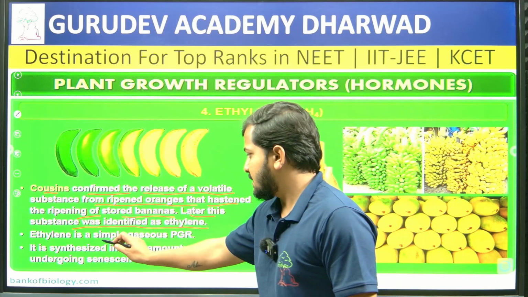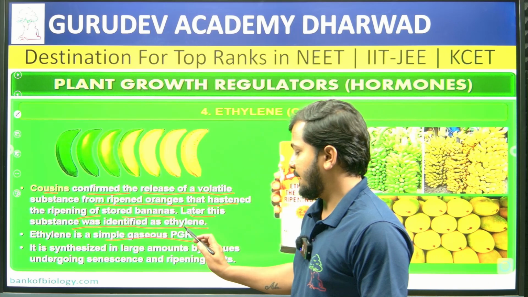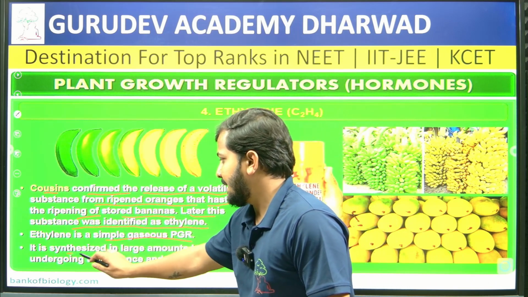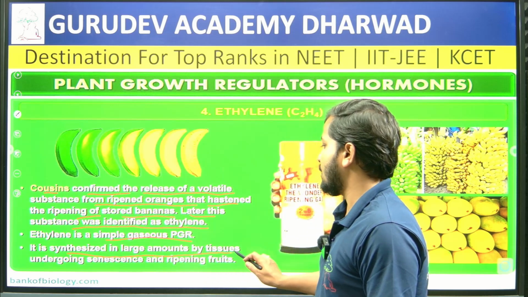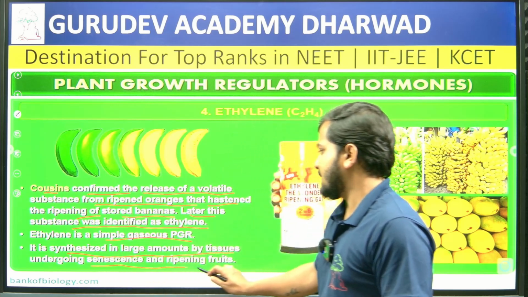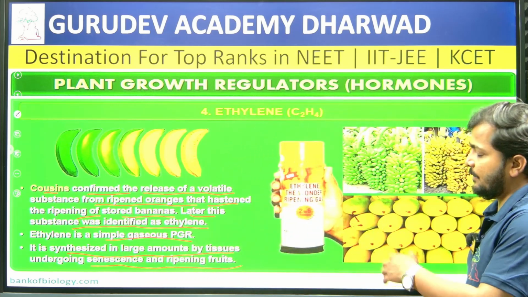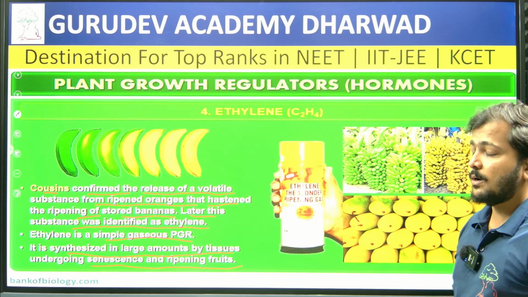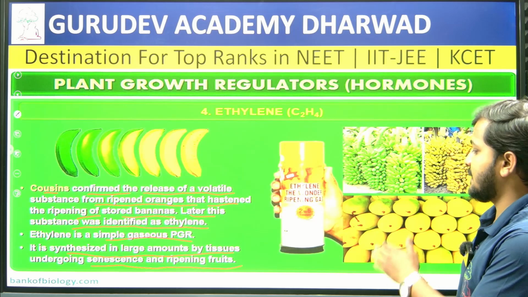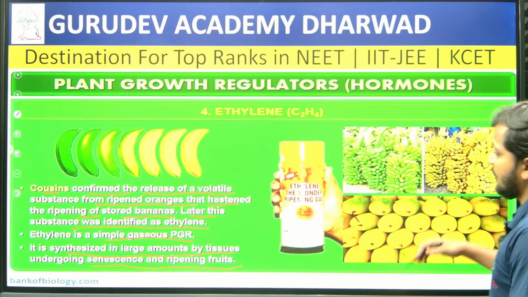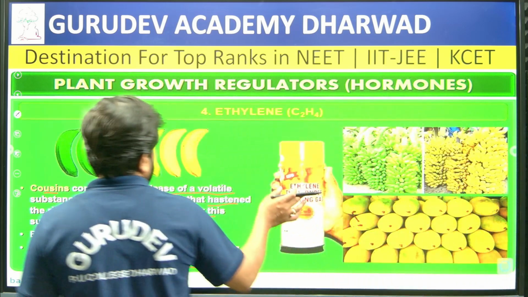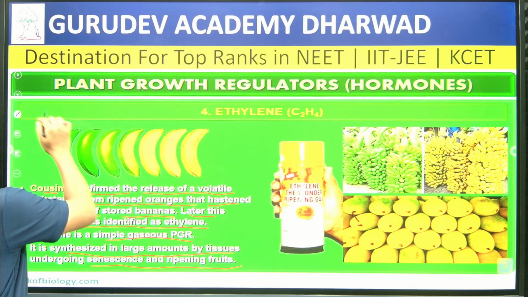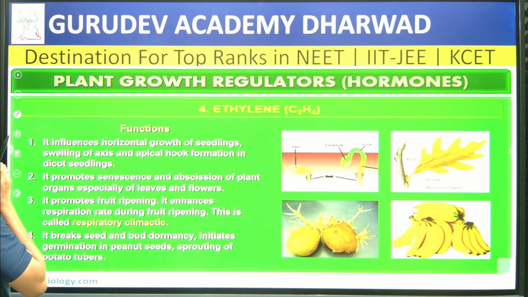Then ethylene is a simple gaseous PGR and it is synthesized in large amounts by tissues undergoing senescence and ripening. So it will make the tissues or cells undergo senescence, which forms something called ripening of the fruit. So in fruit ripening, you will find this gaseous element, which is nothing but ethylene.